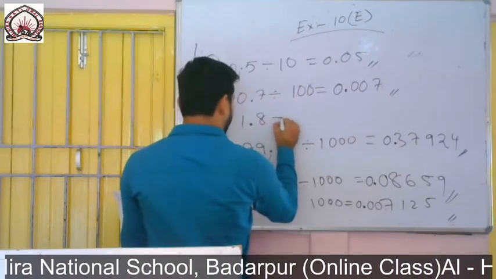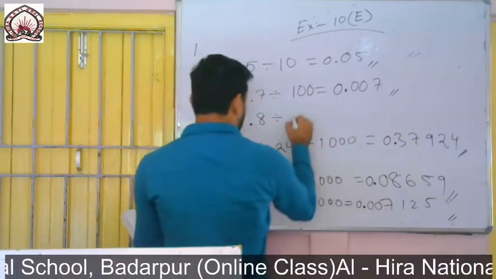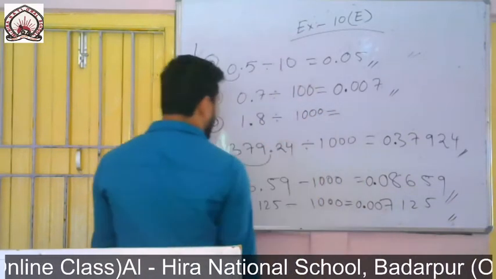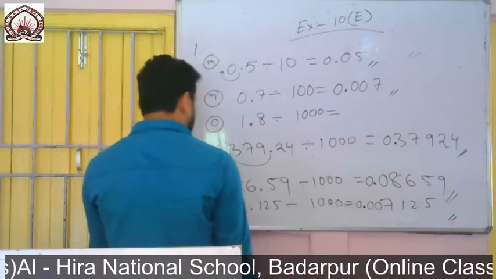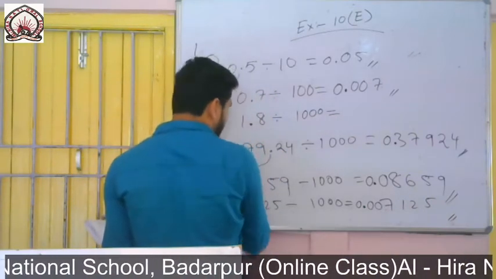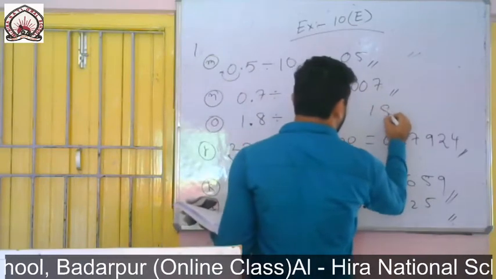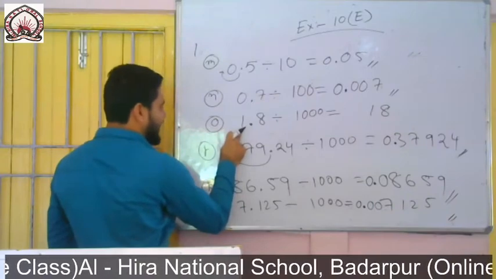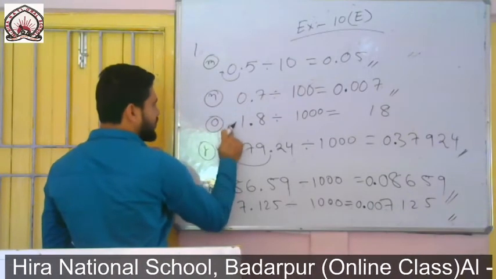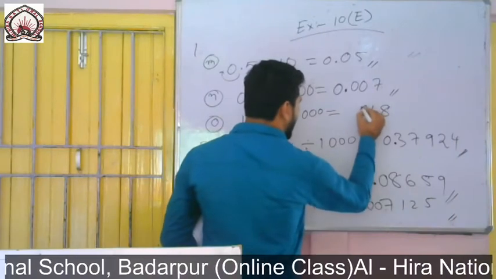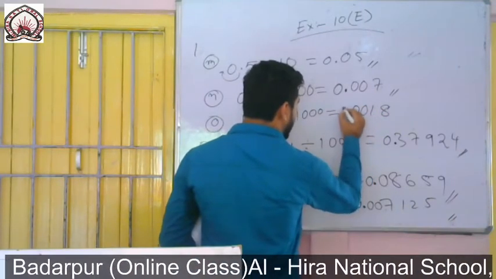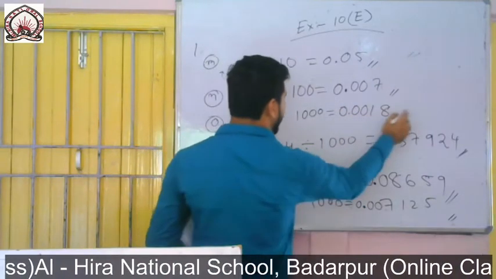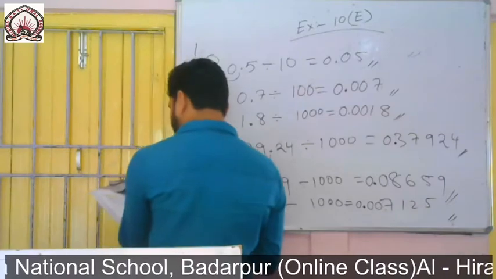Now come to O. 1.8 divided by 1000. Okay, that means 1000. So write the digit first 18. After you see 1, 2, 3. So here 1 place is there, so we'll put 2 zeros to make 3 digits. So put 2 zeros. After that you put the point, then you write 0. Okay, so 0.0018.